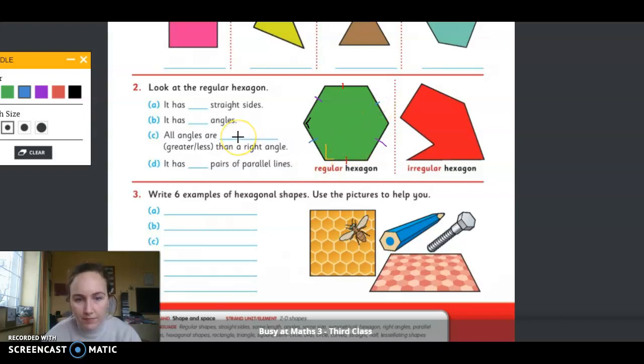Okay. And you don't have to do number 3. You can just have a look at the pictures there and see, can you see the hexagons in the shape? Okay, I hope that helps, Lydia.